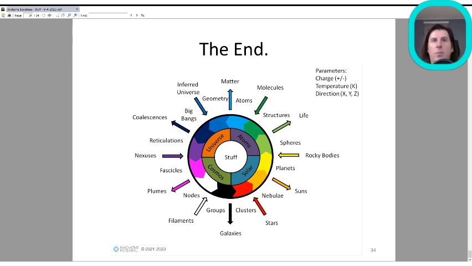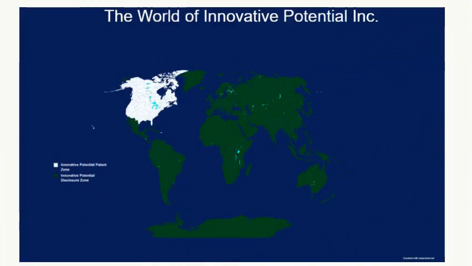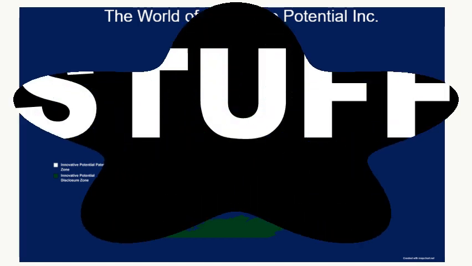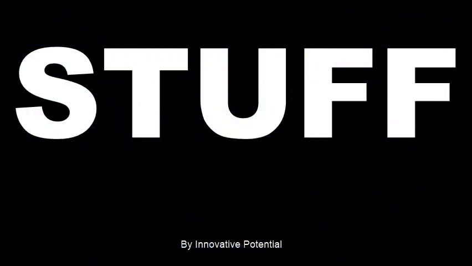So that's why stuff is important, because you get jobs and you get money from it. Hooray! So that ends my talk on the world of stuff. That's the world of innovative potential. And stuff. I'm happy. I always wanted to do the stuff.